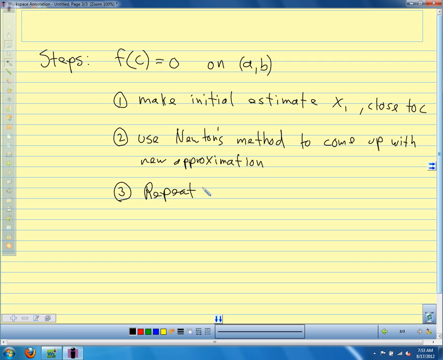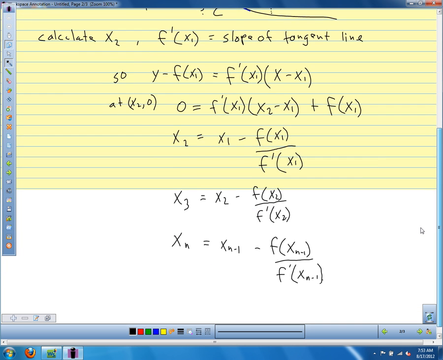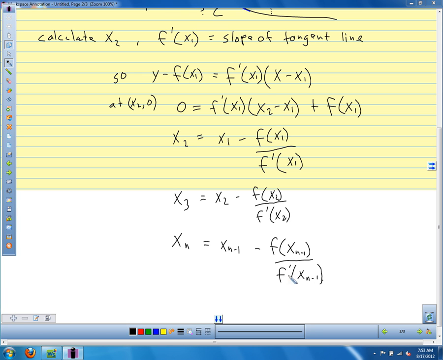Newton's method is going to fail if f prime is 0 for any of our x_n in the interval, because we're dividing by f prime of x_n in Newton's method. So go back here. If we end up with a 0 derivative anywhere in our interval, then Newton's method fails. When that happens, you might have to make a new estimate.